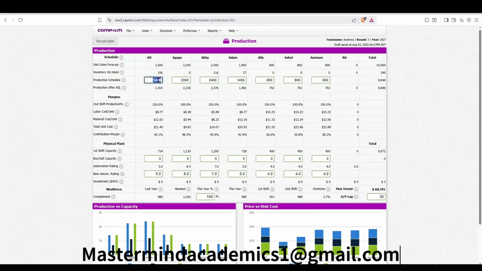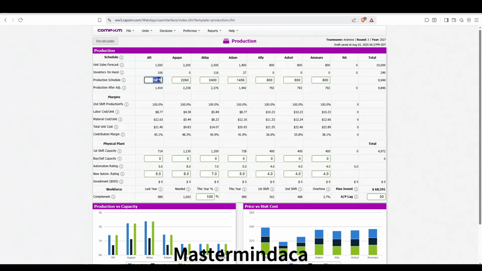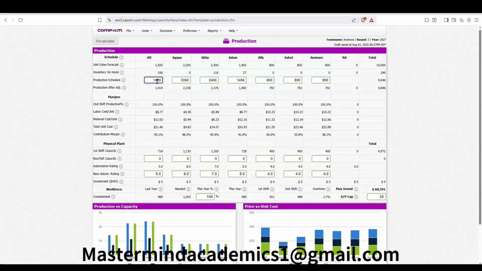Next department is production. Now we are responding to what we forecasted, and for the first one, it's fine for us to produce only 1428.